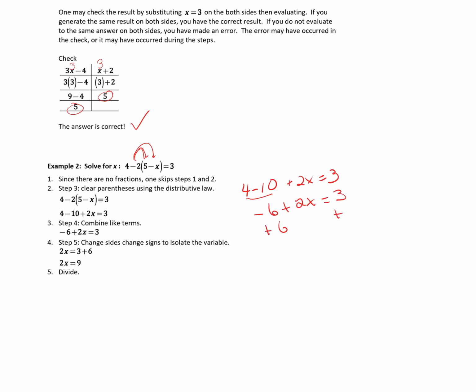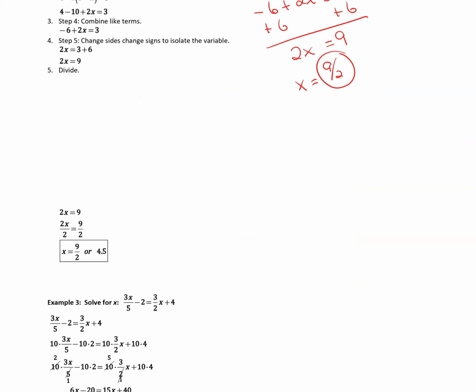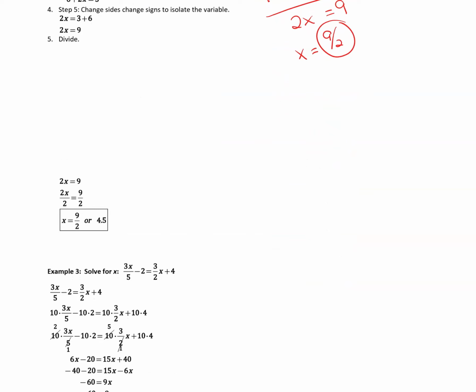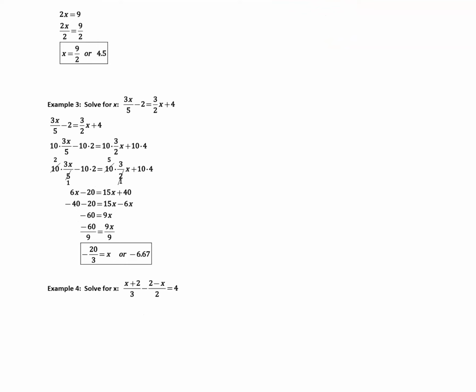I want to isolate the x term, so I add 6 to both sides. So I get 2x is equal to 9. Finally, dividing by 2, I get x is equal to 9 halves, or 4.5. Usually things are left in fraction form in algebra.